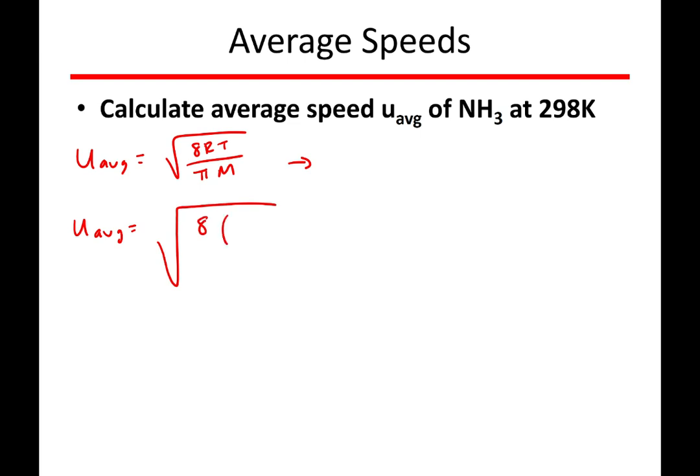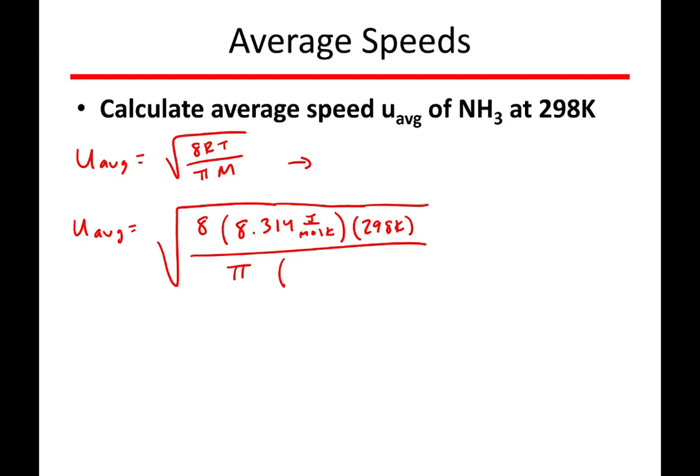When we're dealing with speeds or energies or anything of that sort, we want to make sure that we're using the big value of R. We want to use 8.314 because the units that contain joules will be very important for us when finding an average speed. So 8.314 joules per mole per Kelvin. Temperature we're told is 298 K over pi. And then the molar mass of ammonia is 17 grams per mole. But we want to convert that to kilograms per mole. So you're going to divide by 1,000 because 1 kilogram is 1,000 grams.